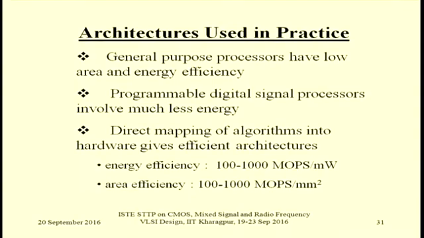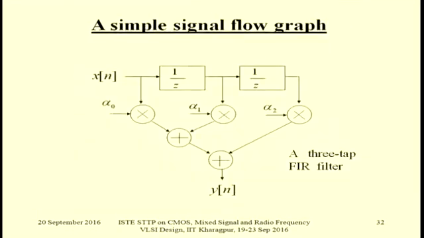Now, the architectures used in practice: general purpose processors have low area and energy efficiency. Programmable digital signal processors normally involve replication of hardware. So you can have 2 multipliers, 2 barrel shifters, 2 MAC units. Direct mapping of algorithms into hardware gives an efficient architecture. That we shall see just now. Energy efficiency on the order of 1000 million operations per second per watt is possible. Area efficiency is there. Let us take one example.